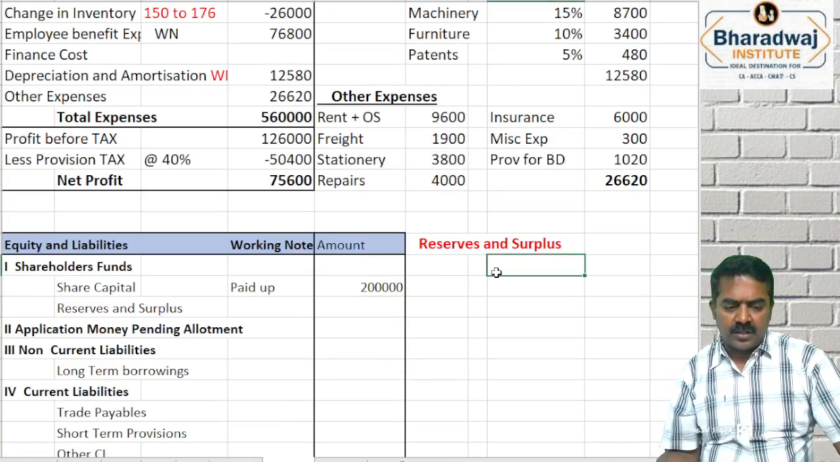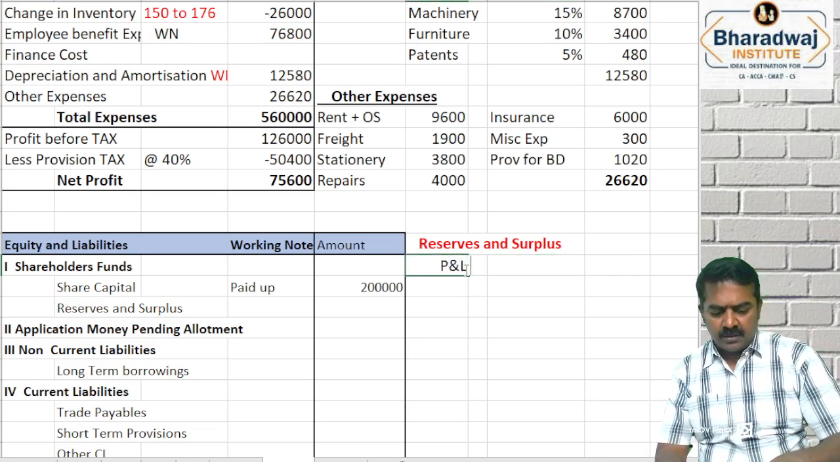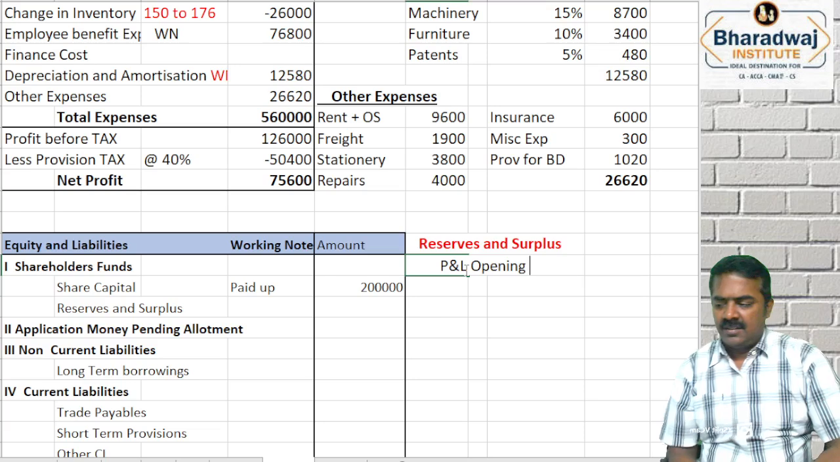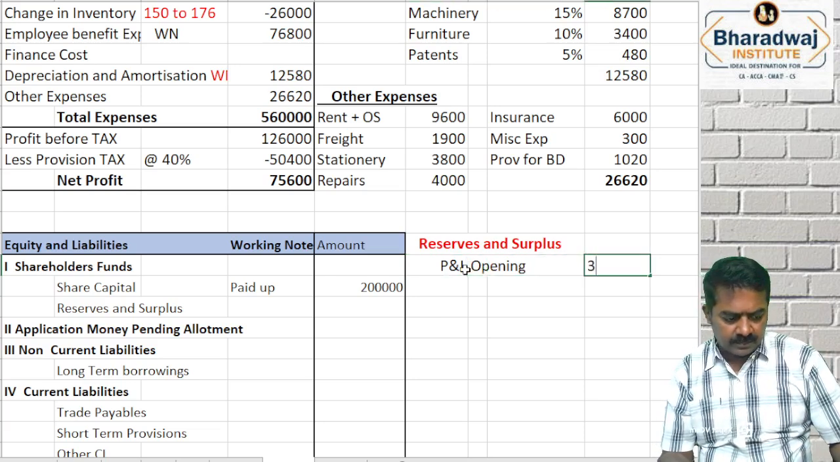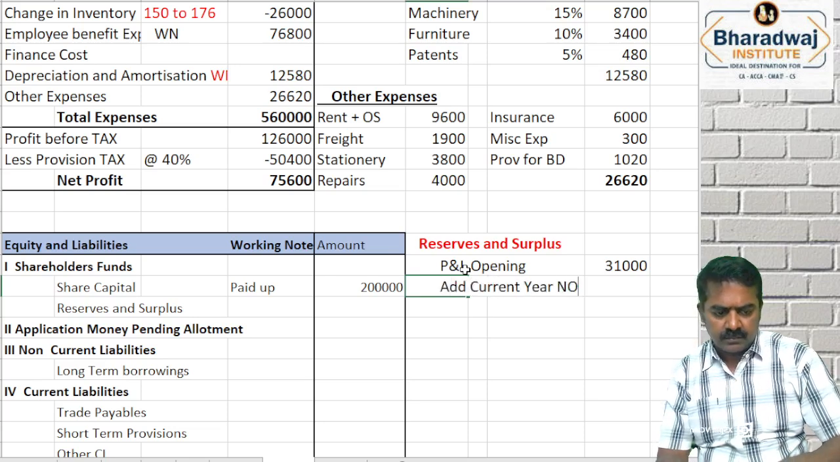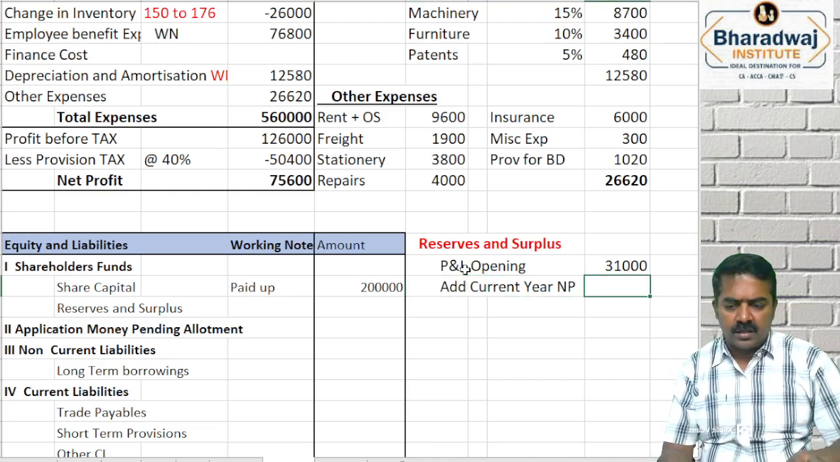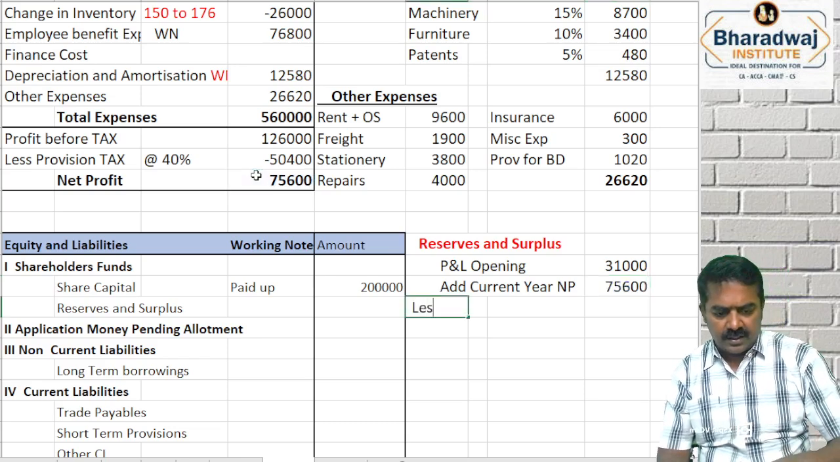Reserves and surplus. What will come in reserves and surplus? Already there is a P&L account given. P&L account opening balance. What is the P&L account opening balance? 31,000. Add current year net profit. What is the current year net profit? 75,600 less transfer to reserve.